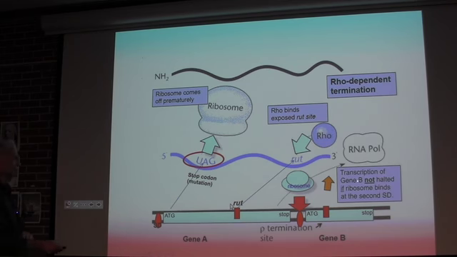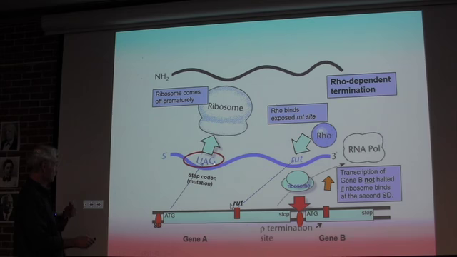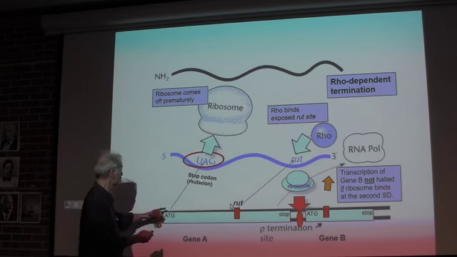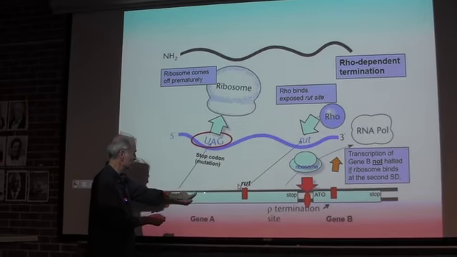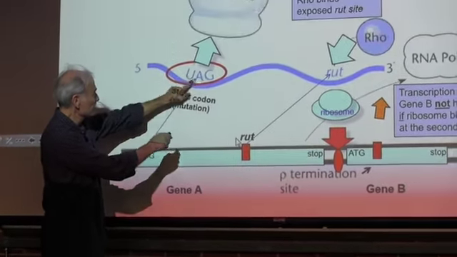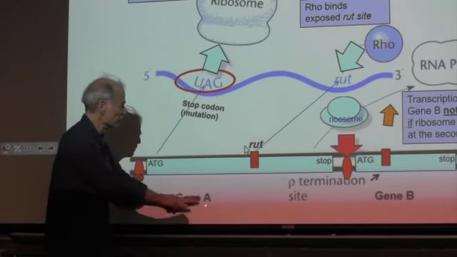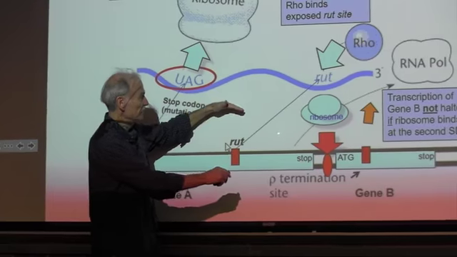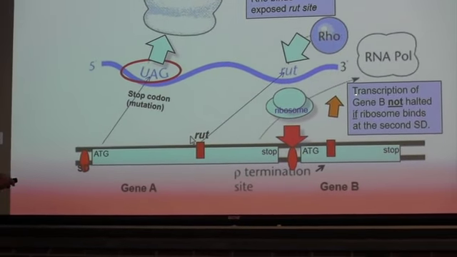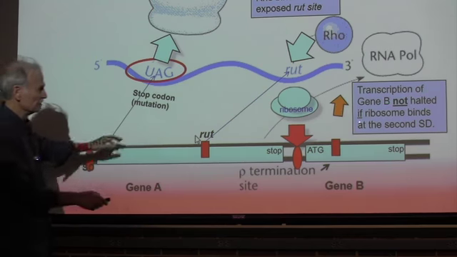Transcription of the B gene is not halted if the ribosome binds at the second Shine-Dalgarno, right? So this arrow should be, we should put a stop codon right here. That is TAG, that's a stop codon, it should be right here. If the stop codon is there, the ribosomes will exit early. You will get transcription not halted if the ribosome binds at the second Shine-Dalgarno.